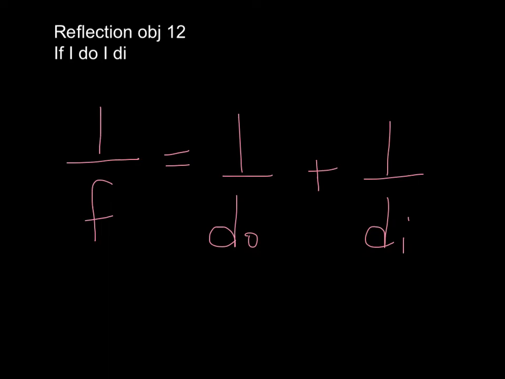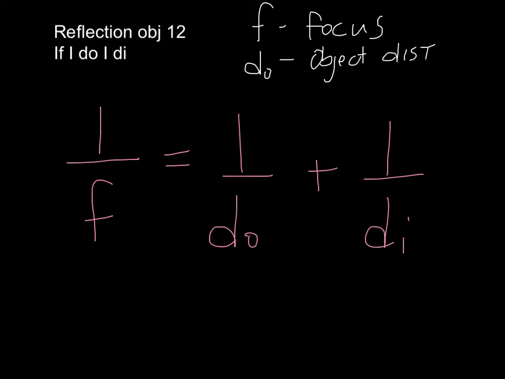Okay, this is for reflection objective 12. This is the "if I do, I die" equation. So f is for focus, d with the subscripted o is for the object distance, and d with the subscripted i is for the image distance.